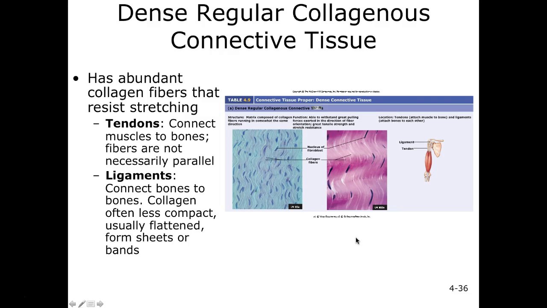Now let's talk about our dense, regular, collagenous connective tissue. Actually, before we start this, I just want to mention that with our dense connective tissue, we divide it into two subcategories. We have dense regular connective tissue and dense irregular connective tissue. We can further break down our dense regular connective tissue into collagenous and also elastic.